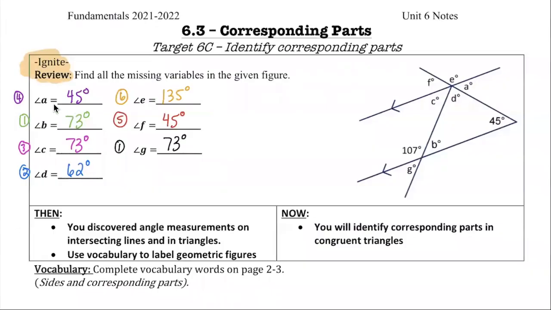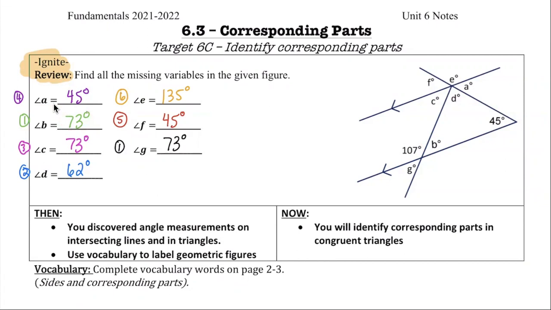All right, answers are up. Let's start with my first one. The first one that I found here was actually angle B. If you look at our picture, angle B is next to and forms a straight line with the 107-degree angle, which means these are a linear pair. So if I take 180 minus 107 degrees, that leaves me with 73, which is our answer for B.